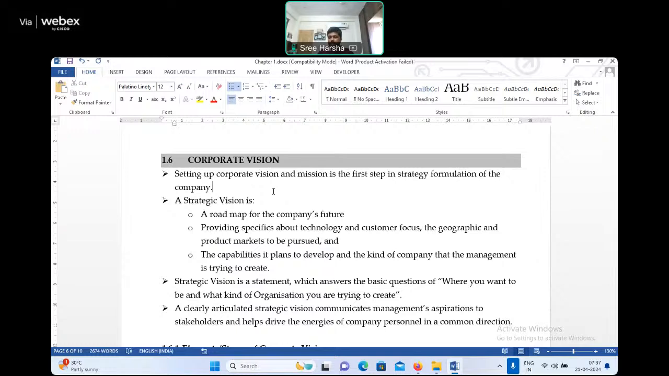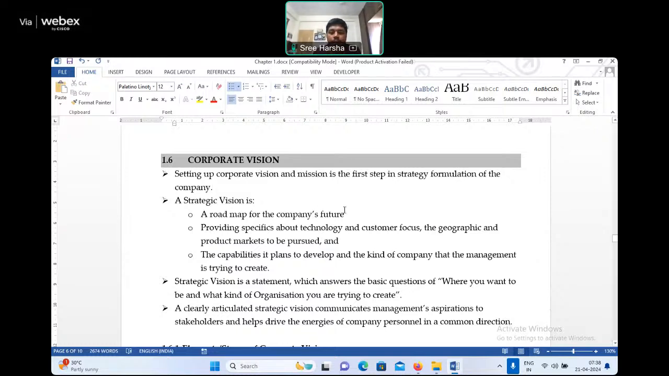So what I am trying to say here is that vision is nothing but where you want to be, what kind of organization you wish to create. A vision is a statement which is definitely to be communicated across the people inside the organization to help them understand where we are traveling towards, what our goal or ultimate objective is, what the thing is which we wish to achieve.